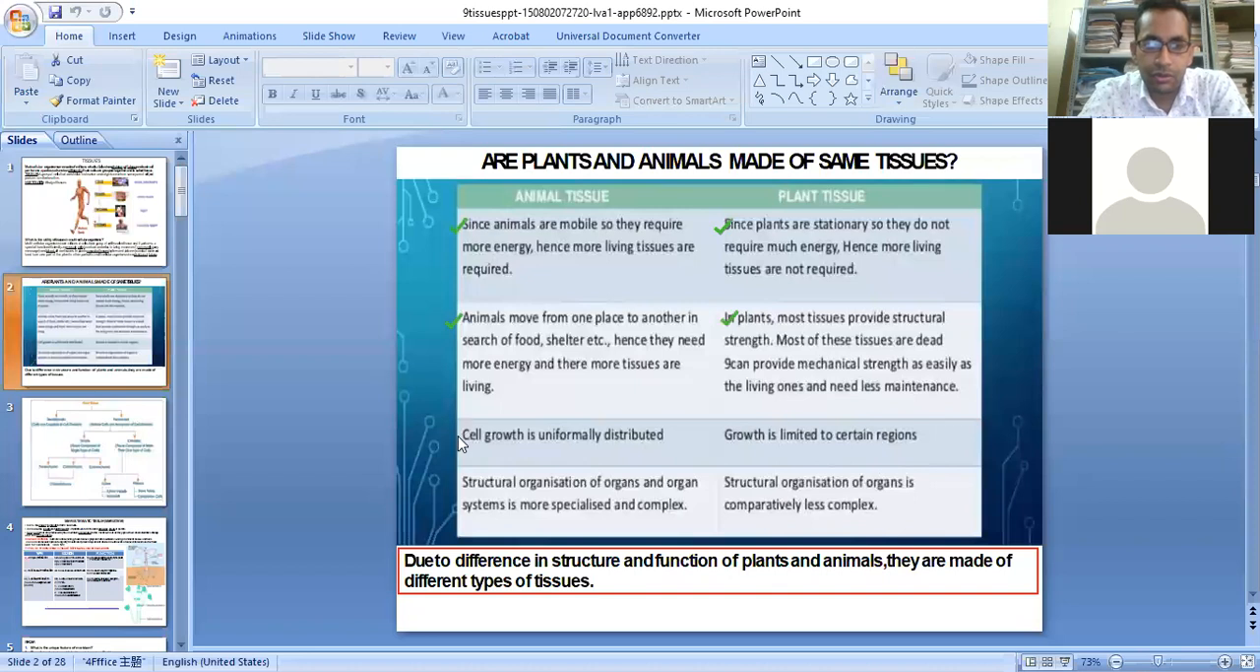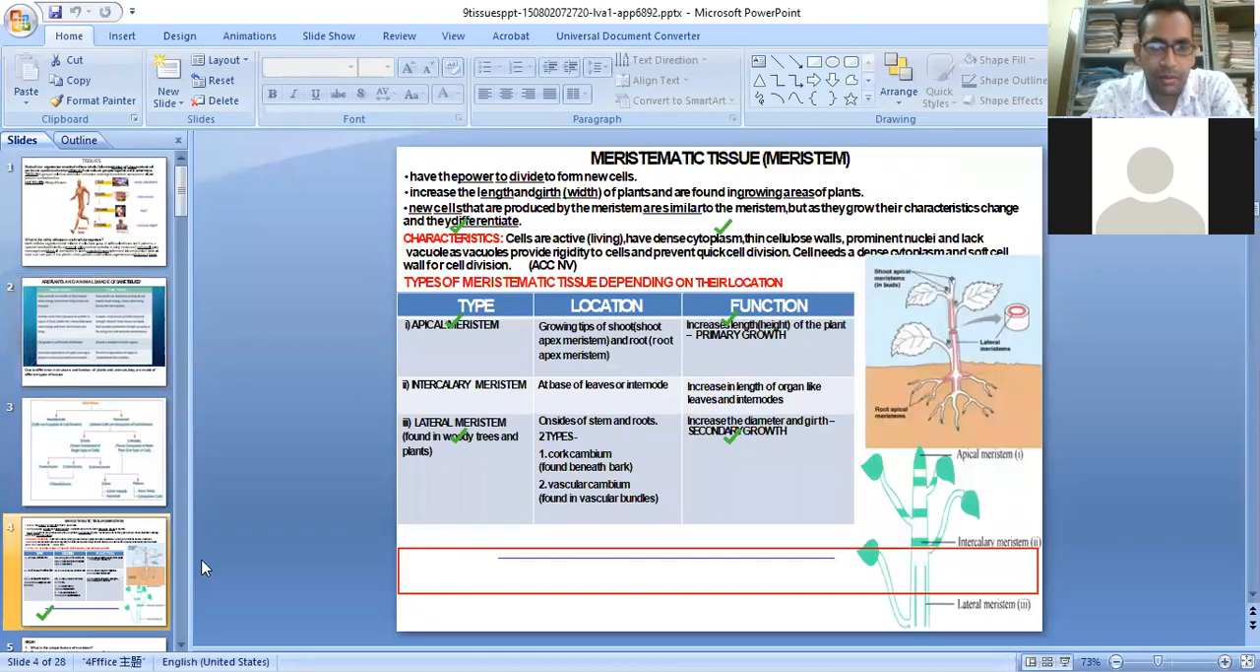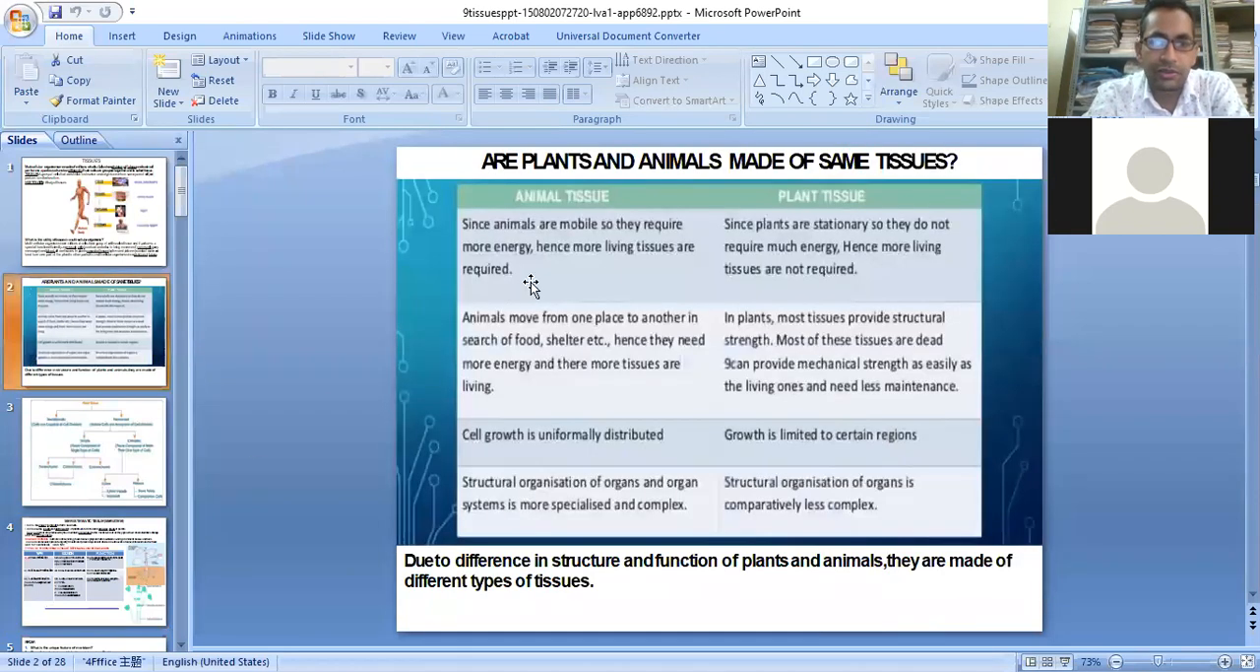Moving next, cell growth is not uniformly distributed. We have different types of cell growth, like ears. In human ears the growth is limited, but our height increases until we are 18 years of age. In plants, growth is also limited to certain regions. You have studied the meristematic tissues: the apical, the intercalary, and the lateral meristem. So the growth is only in certain regions.